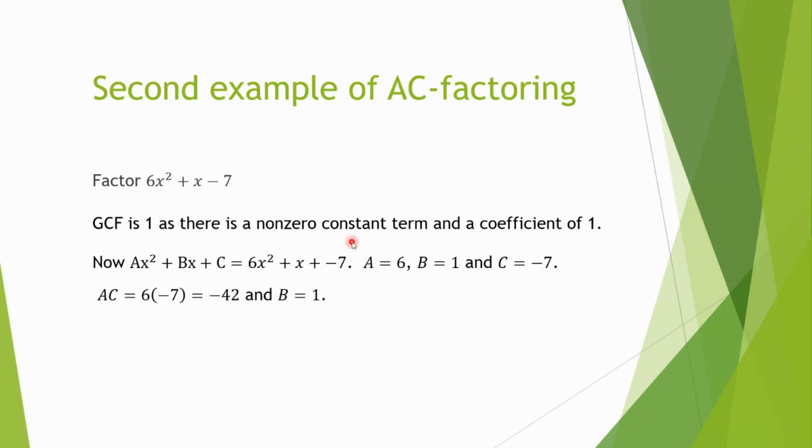So just like before, we get a times c: 6 times negative 7, which of course is negative 42. Our b is 1. So going back to our method, we want two numbers whose product is negative 42 and whose sum is 1. So we're just using the AC method. Hopefully from here you can guess that the numbers are 7 and negative 6. It should be easy to see that their product is negative 42, and if you add 7 and negative 6, you get 1.